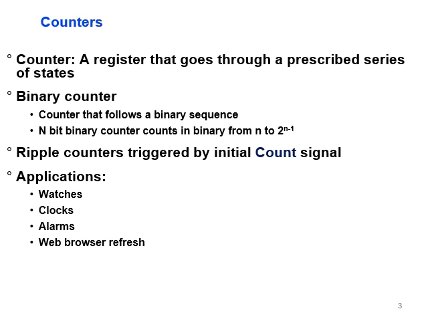Now, a counter is a register that goes through a prescribed series of states. A binary counter will follow the binary sequence. It means 0, 0, 0, 0 when I talk about 4 digits, then 0, 0, 0, 1, then 0, 0, 1, 0, then 0, 0, 1, 1, and so on. Got it? If we have an n-bit binary counter counting in binary form, we expect 2 to the power n states, from 0 to 2 to the power n minus 1. We mentioned that a ripple counter is triggered by the initial count signal, so the output will go as input to the next flip-flop and so on. Examples or applications of these counters are watches, clocks, alarms, and web browser refresh.